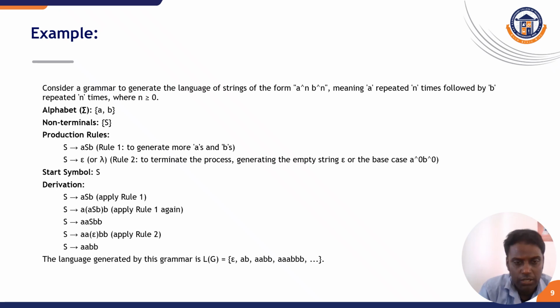From the start symbol, S tends to aSb. Apply rule 1, then S tends to a, S, b, and then b. Then in the third step, the string will be aSbb. Again, we replace S with the second production rule, epsilon. So a, epsilon, b, b. By removing the epsilon, we get the final answer as abb. This is the basic language represented by this grammar. This language generates a number of a's followed by the same number of b's. So the overall language will be epsilon, ab, aabb, aaabbb, and it goes on. It is an infinite language.